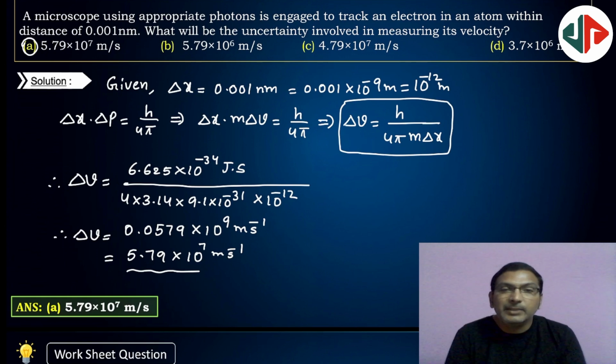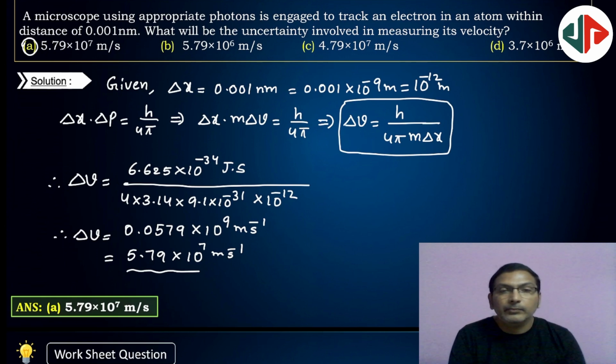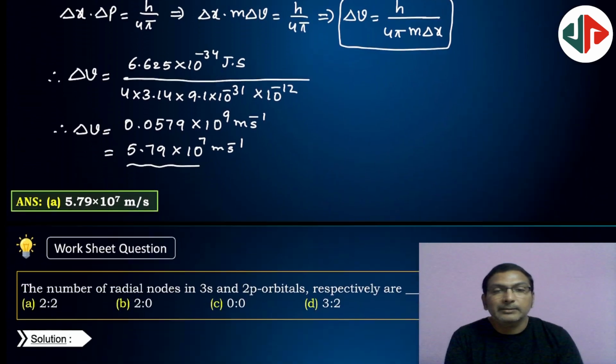So this is Heisenberg uncertainty principle. So uncertainty in position is given. We are calculating uncertainty in velocity. Direct formula. Next question.